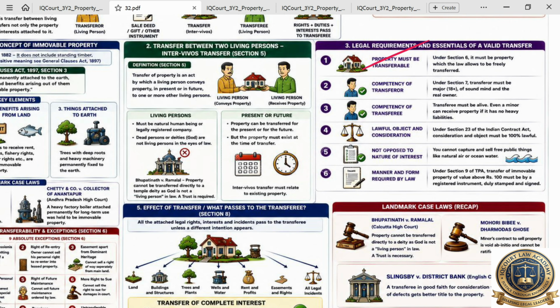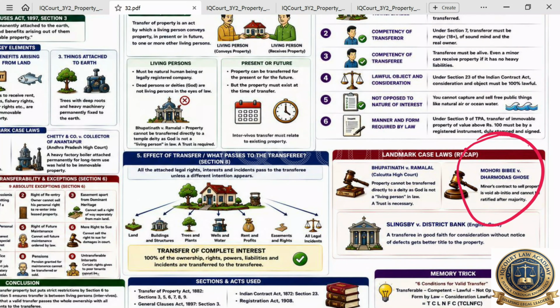Section 6, competency of the transferor. A child can't transfer. The transferor must be a major, of sound mind, and the real owner. The same applies to the transferee. It should be a lawful object. You can't sell government property. It should not be opposed to the nature of the interest. And the property should be registered, stamped and signed.